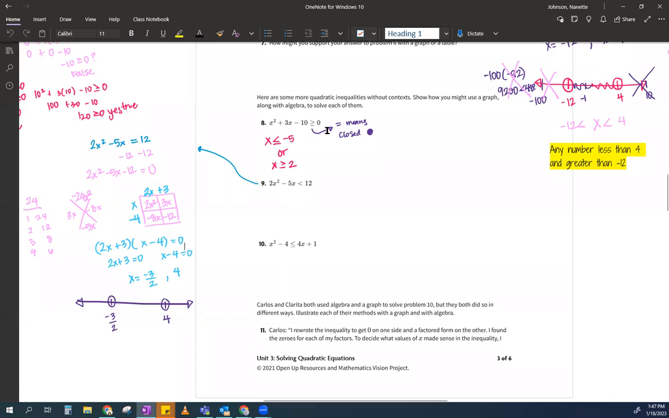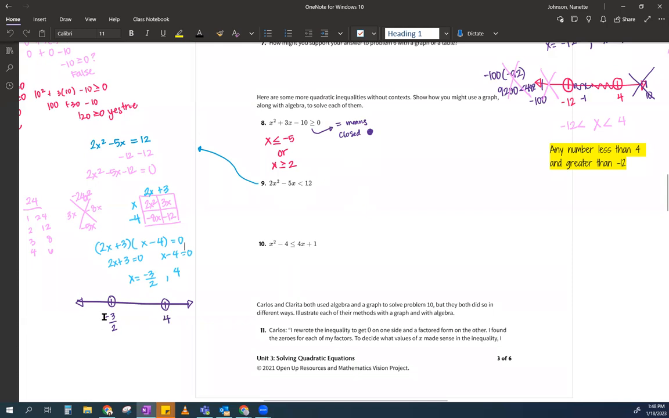So you're saying, Ms. Johnson, if it does have an equal to sign, we have a closed circle? Yes. So therefore, if it doesn't have an equal to sign, it doesn't become closed. Therefore, it's open. Just like that, Ms. Johnson? Yes. Don't color it in. That's what I'm saying. Very good.